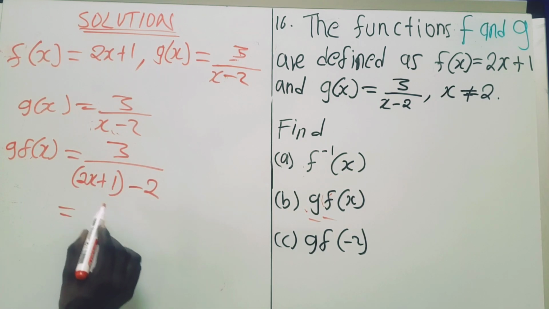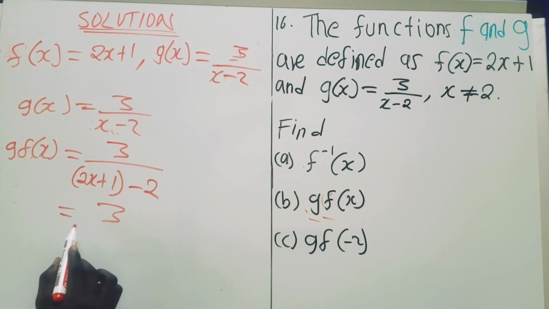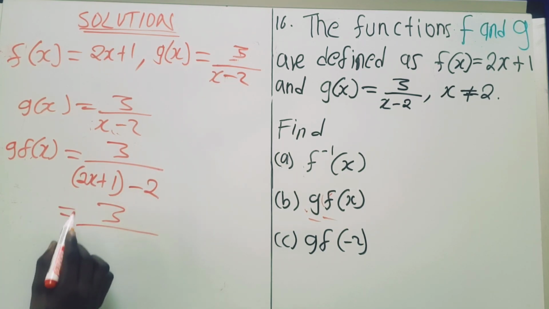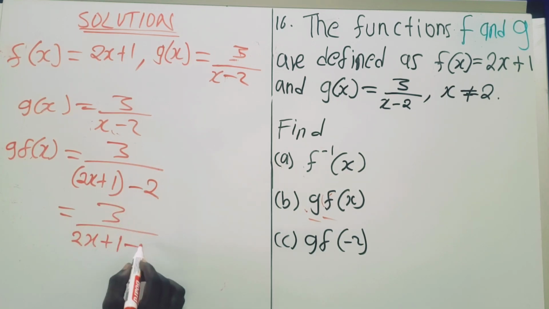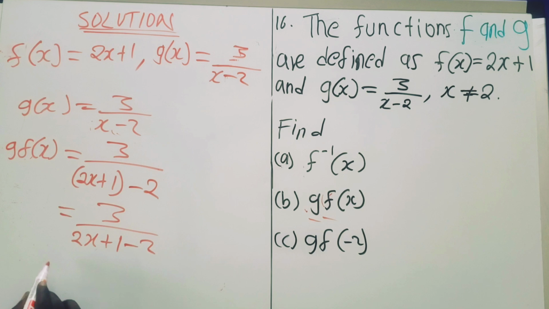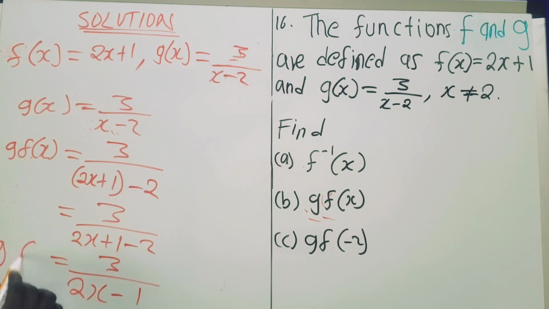Then we are going to simplify it, so it's going to be 3 over 2x plus 1 minus 2. Okay, when we get rid of the brackets, then it's going to be 3 over 2x plus 1 minus 2. This is negative 1. So this is gf of x, and this is the final answer. Okay, so as simple as that.